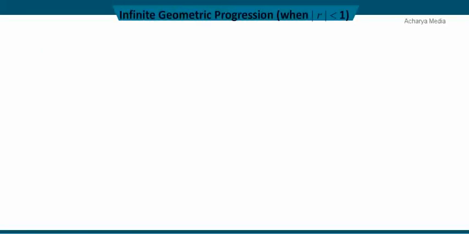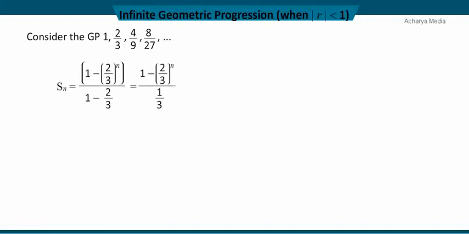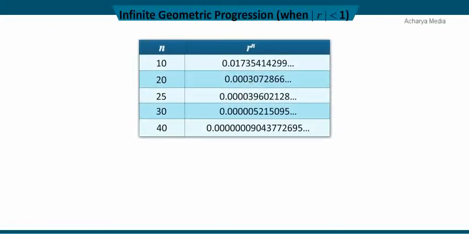Let us learn about infinite geometric progressions. We will consider the case when the modulus of r is less than 1. Consider the GP 1, 2 by 3, 4 by 9, 8 by 27, and so on. On calculating, we find that Sn is equal to 3 minus 3 into (2 by 3) to the power n. We observe that the second term becomes smaller and smaller and approaches 0 as n becomes larger and larger.